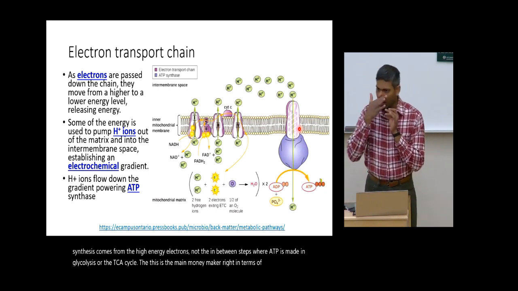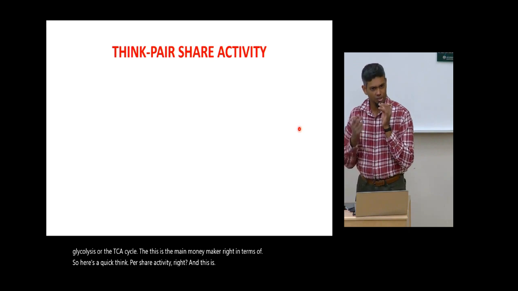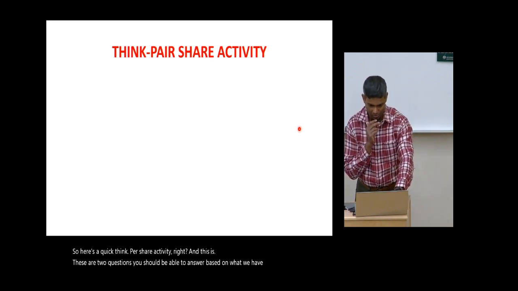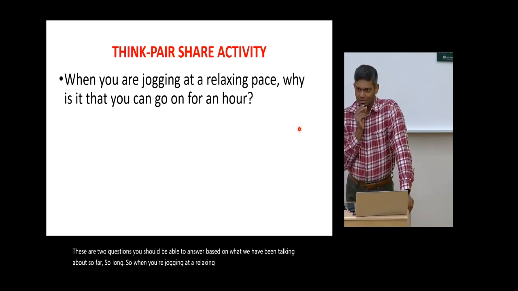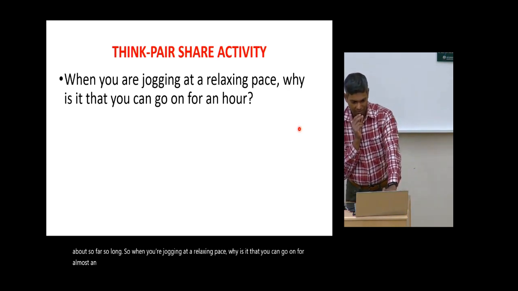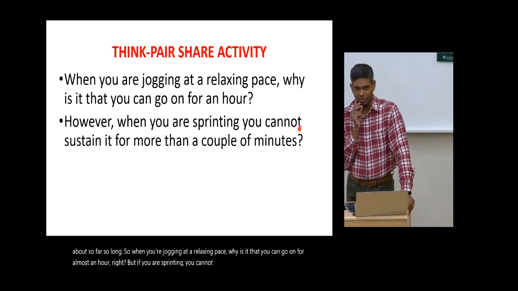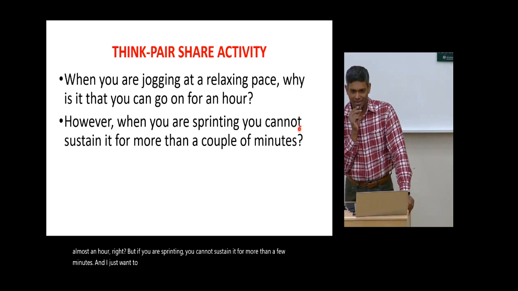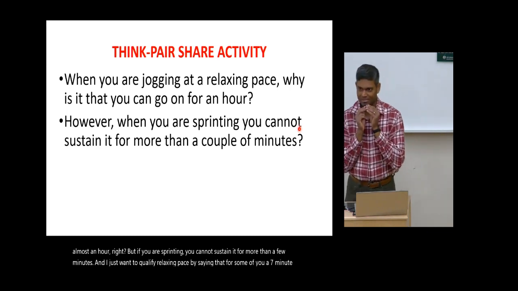So here's a quick think, pair, share activity, right? These are two questions you should be able to answer based on what we have been talking about so long. When you're jogging at a relaxing pace, why is it that you can go on for almost an hour, right? But if you are sprinting, you cannot sustain it for more than a few minutes. And I just want to qualify relaxing pace by saying that for some of you, a 7-minute mile may be a pretty relaxing pace, right?